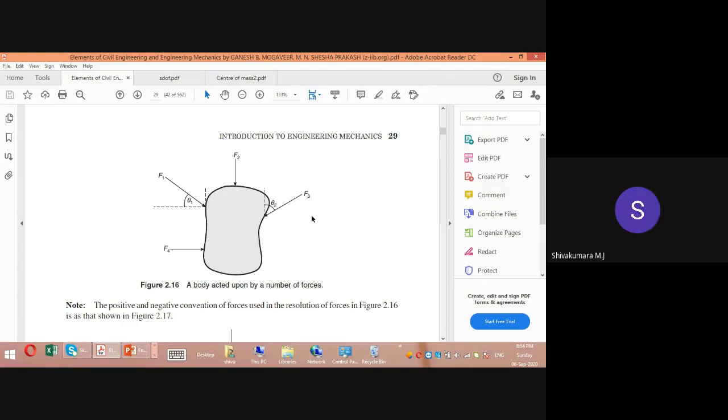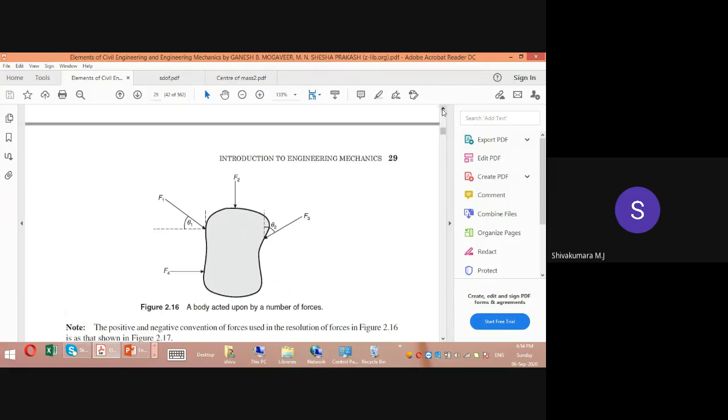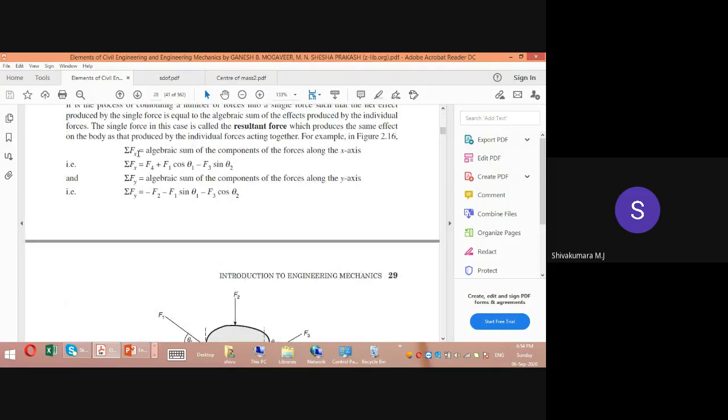So horizontal component of F3 will be F3 sin theta 2, and horizontal component of F1 is F1 cos theta 1, and vertical component will be F1 sin theta 1 over here, and here F3 sin theta 2. So that is how to split this single force F1 and single force F3 into vertical and horizontal components. So we have split it, and then now you can take algebraic sum of all the forces in horizontal direction and algebraic sum of all the forces in vertical direction.